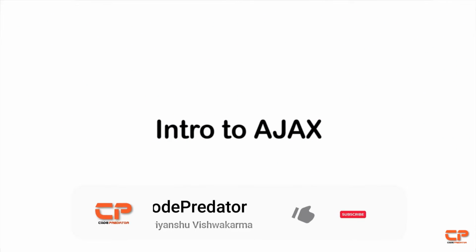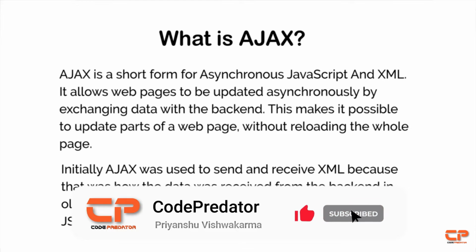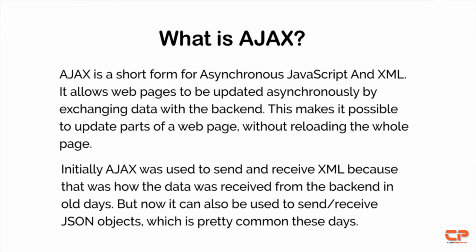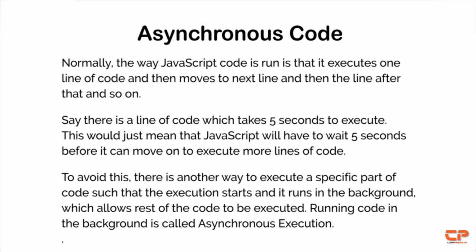In this video, we will talk about AJAX. AJAX is a short form for asynchronous JavaScript and XML. It allows web pages to be updated asynchronously by exchanging data with the backend. This makes it possible to update parts of a web page without reloading the entire page. Initially, AJAX was used to send and receive XML because that was how the data was received from the backend in the old days. But now it can also be used to send and receive JSON objects, which is pretty common these days.